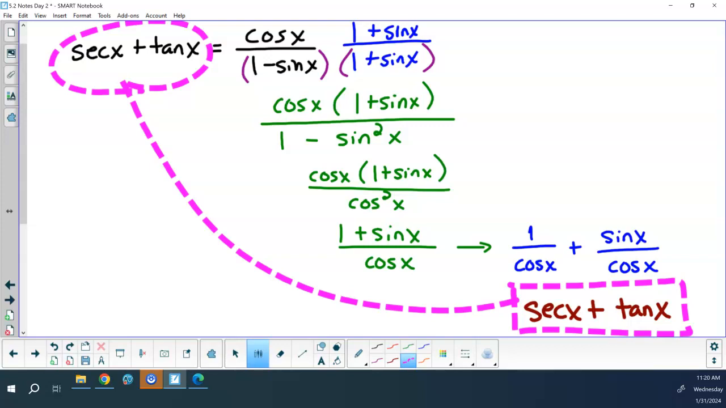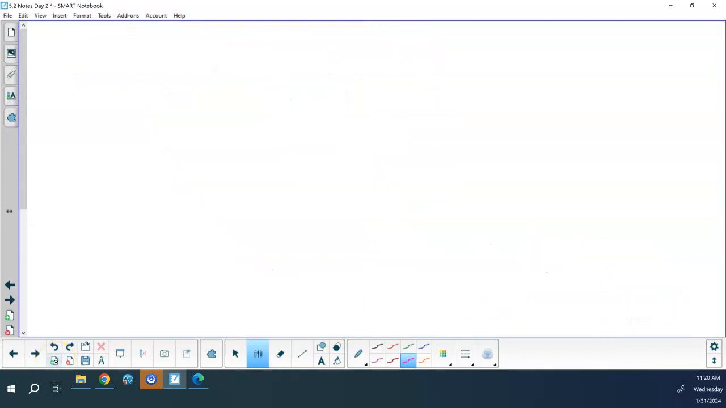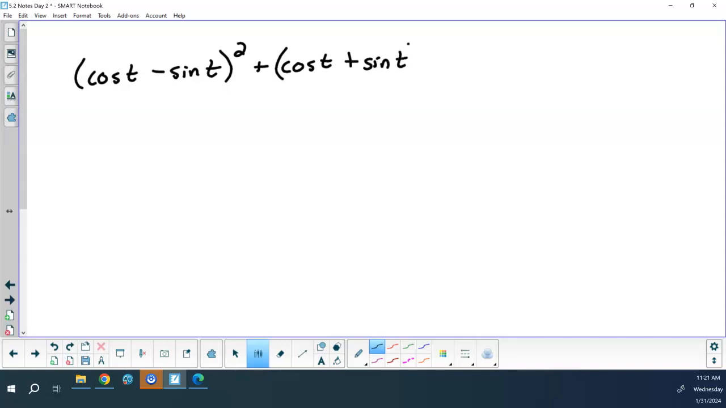The other one that I wanted to draw your attention to just briefly was number 5 on that same sheet. And that was cosine of t minus sine of t, quantity squared, plus cosine of t plus sine of t, quantity squared, equals 2. And the reason I wanted to show you this one is because it's reverse factoring.